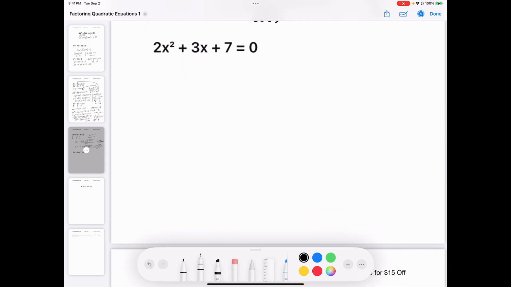Similarly, we have 2x squared plus 3x plus 7 equals 0. Again, if you try to factor, if you try to find two numbers to fulfill the conditions we laid out before, you won't be able to do that. But if you use the quadratic formula, let's not even plug the whole thing in. Let's just calculate the discriminant.